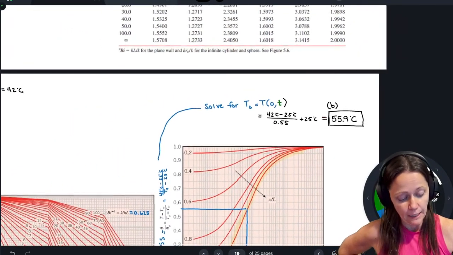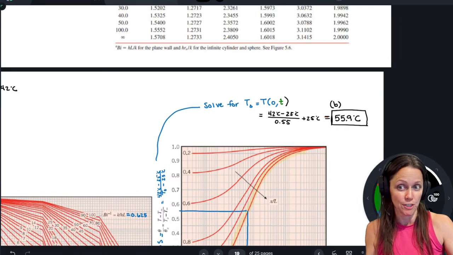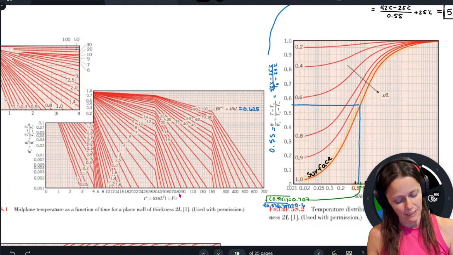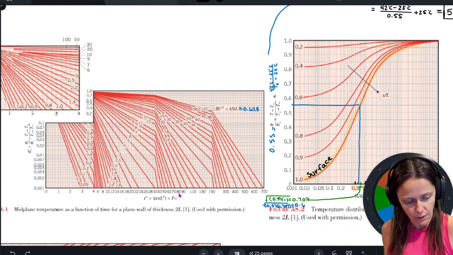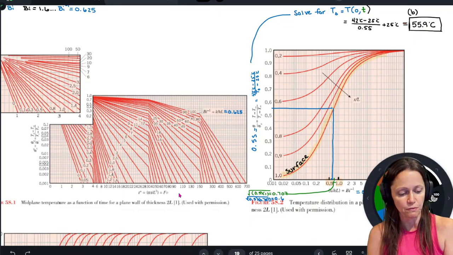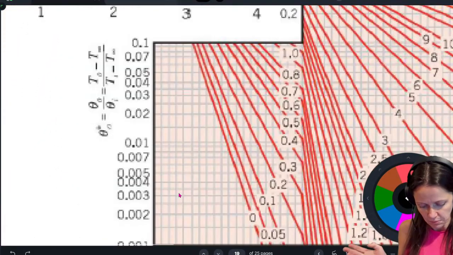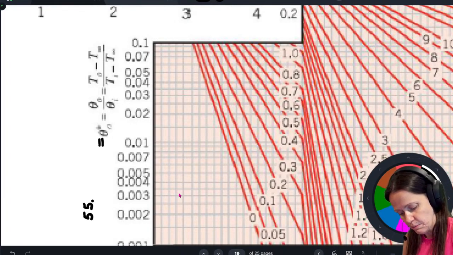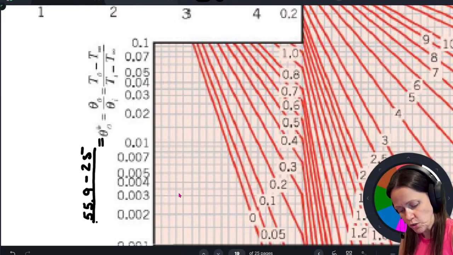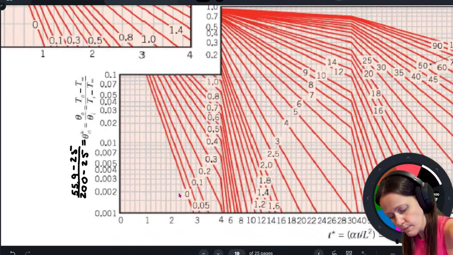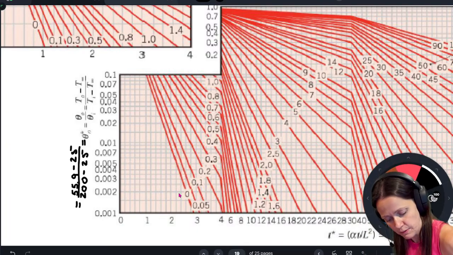Yeah. And now that we have that number, we can go back to that first Heisler chart and plug things in and get a Fourier number and then solve for the time. So we had figured out the temperature at the midline at this particular time that I'm interested in is 55.9 degrees Celsius. So that means this is equal to 55.9 degrees Celsius minus T infinity, 25, over T initial, 200, minus T infinity, 25. You do have a number for that. I've got 0.155.